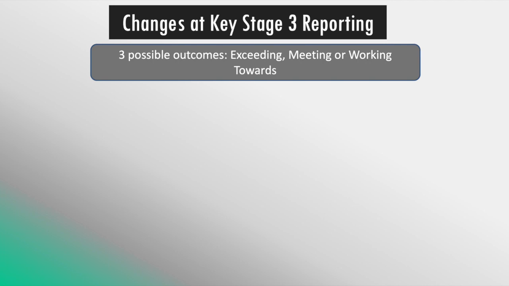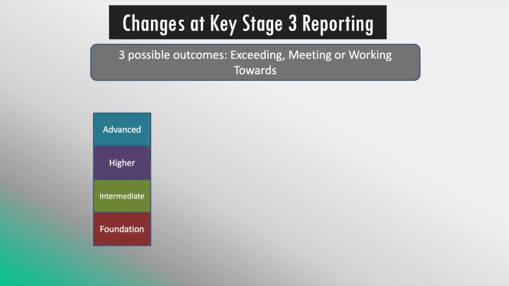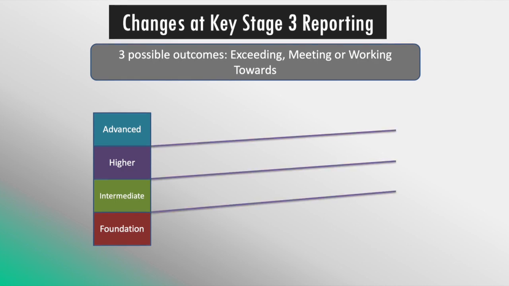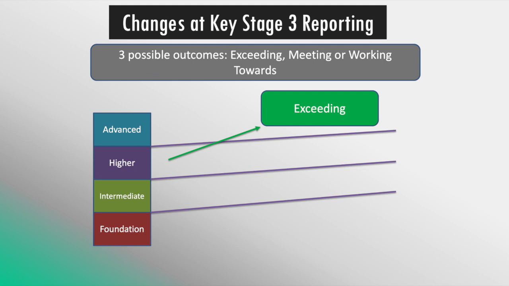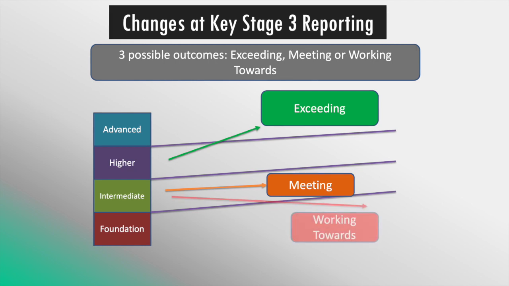When looking at your child's report, it's important to look at the progress column. This is where we indicate whether your child is exceeding the expected levels for that threshold, meeting the expected standard for that threshold, or working towards the expected standard for that threshold in that individual subject.